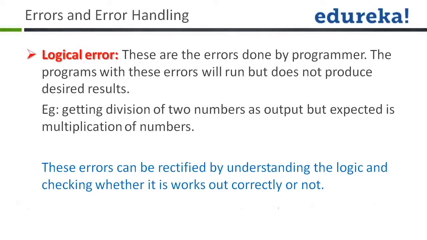Now, what if the syntax is entirely correct but the logic that you implemented is wrong? That is termed as a logical error. These are the errors done by the programmer. The programs with these errors will run but do not produce the desired results. Okay, you wanted something, it will give you something else because the logic within is not complete, it is wrong. For example, getting the division of two numbers as output but the expected output is the multiplication of the numbers. So you actually put in a wrong logic, you divided the numbers. Now these errors can be rectified by understanding the logic and checking whether it works perfectly or not.